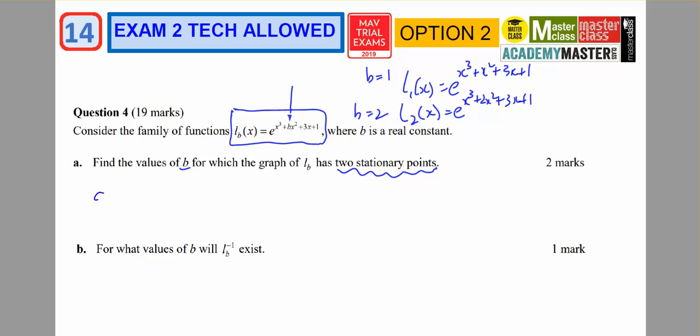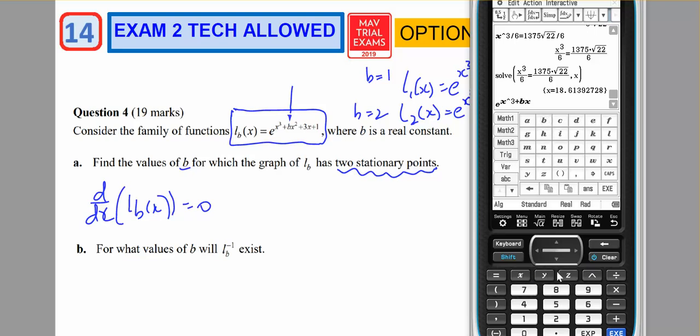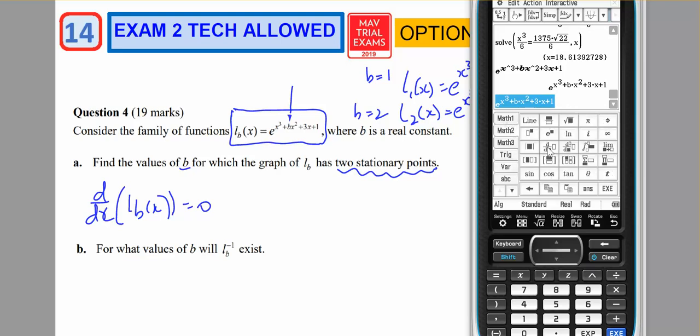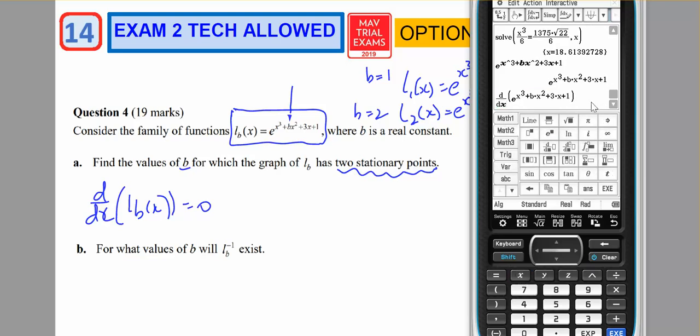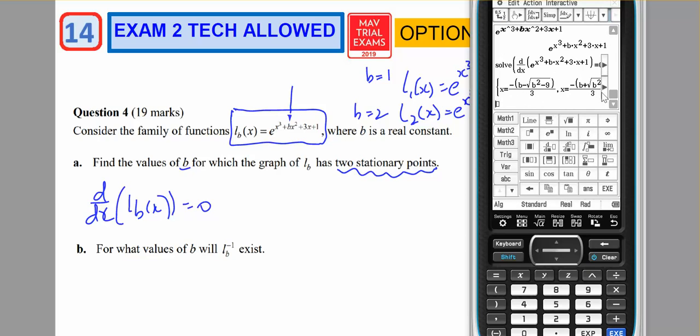So I'd like to take the derivative with respect to x of Lb of x, set it equal to 0, and see when I get two answers. So on my calculator, what have I got? I'm going to have e to the, and up there I've got x cubed plus bx squared plus 3x plus 1. And I'll take its derivative with respect to x, set it equal to 0, and solve for x. And I get these two answers.